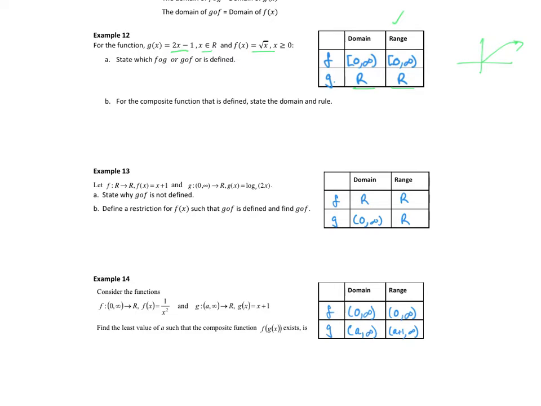So for f of g to exist, so for f of g of x, we need the range of g to be a subset of the domain of f. The range of g from my table is R, a subset of the domain of f, which is 0 to infinity, which is false. Therefore, it does not exist.